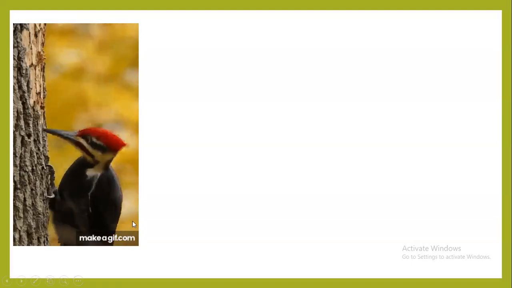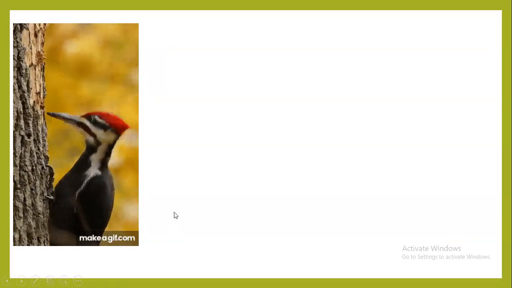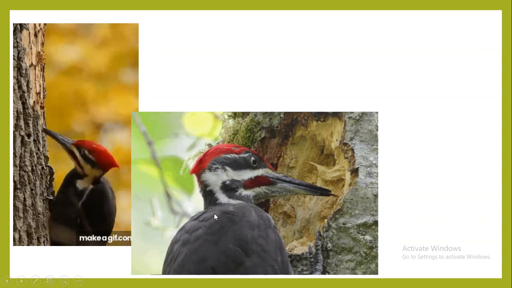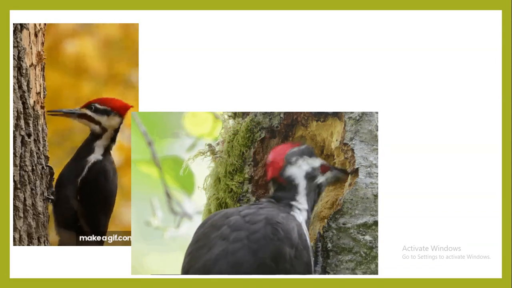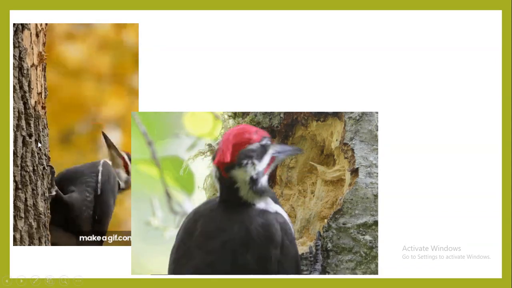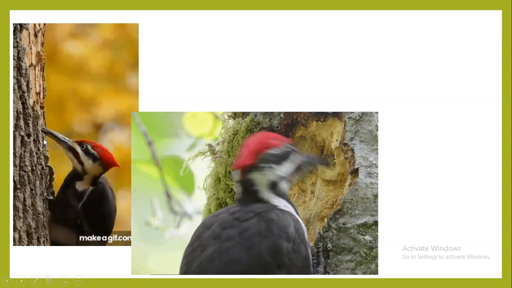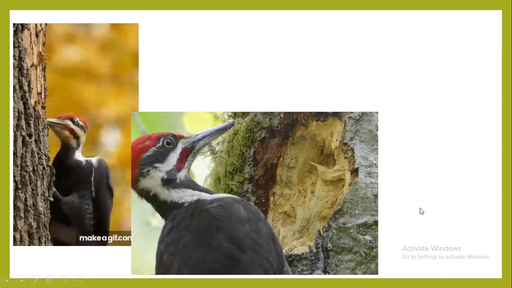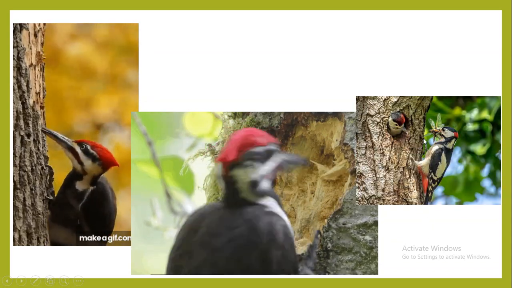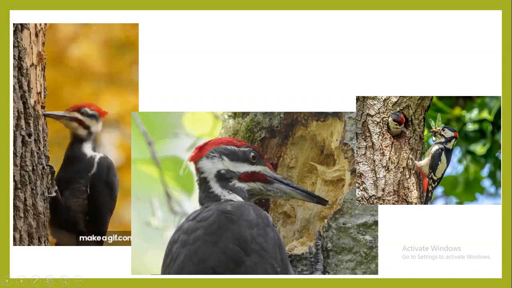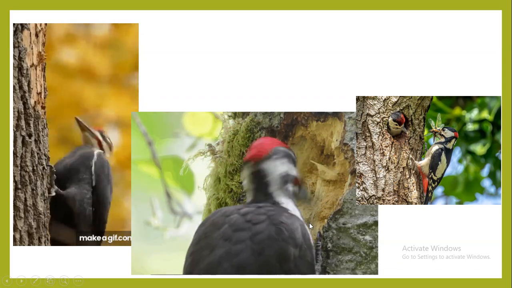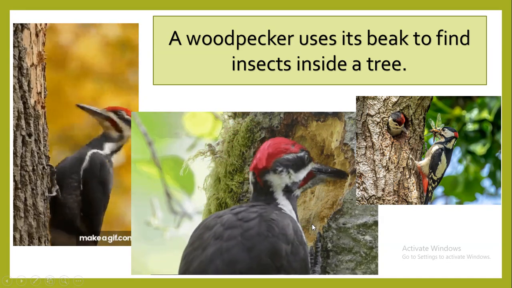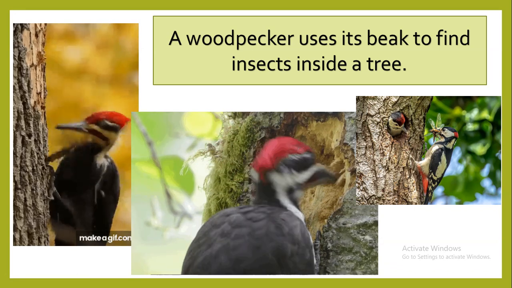Do you see this bird? This is a woodpecker. He's literally digging the tree with his strong beak. He's looking for something. See? Do you know what he is looking for? He looks for insects, for food. So a woodpecker uses its beak to find insects inside a tree.